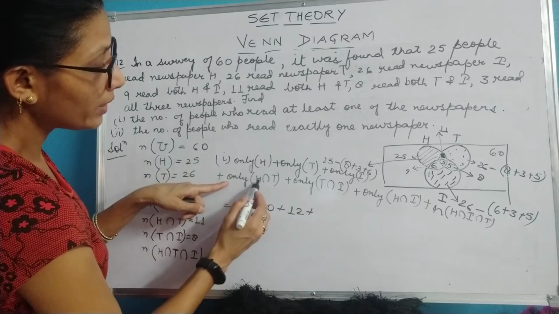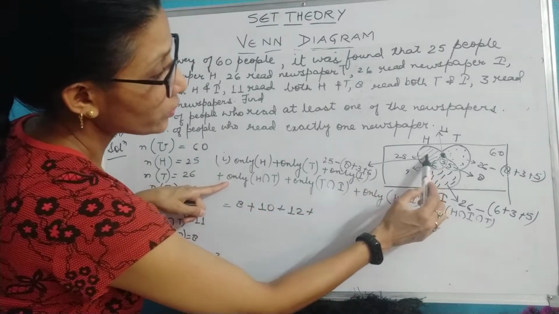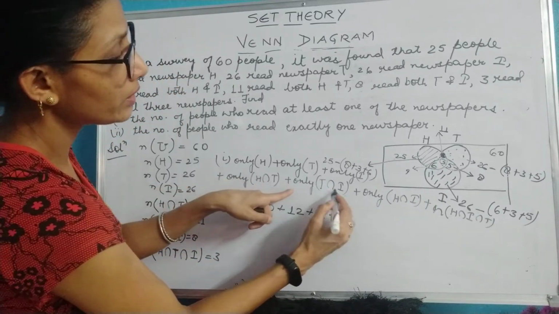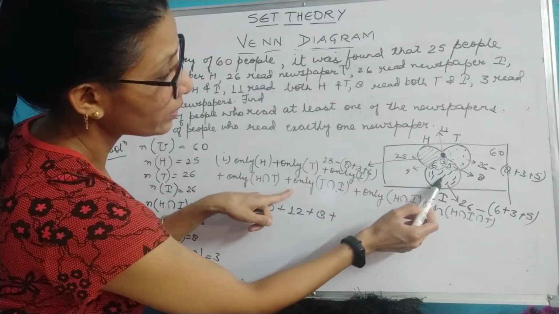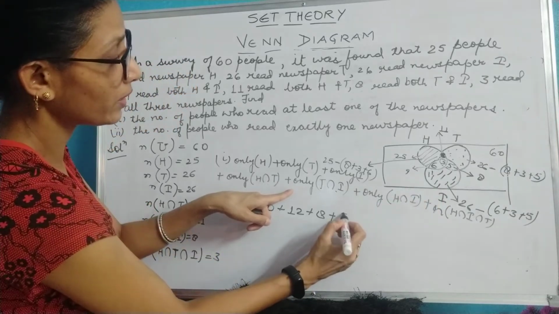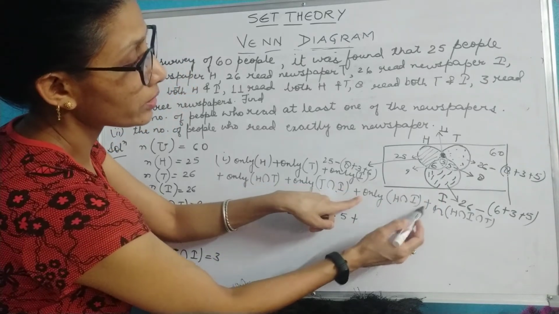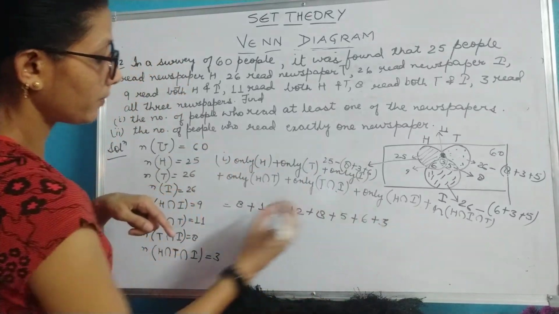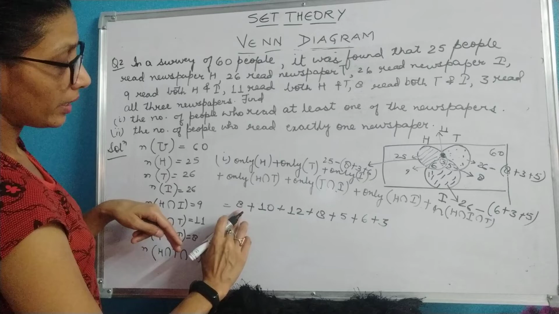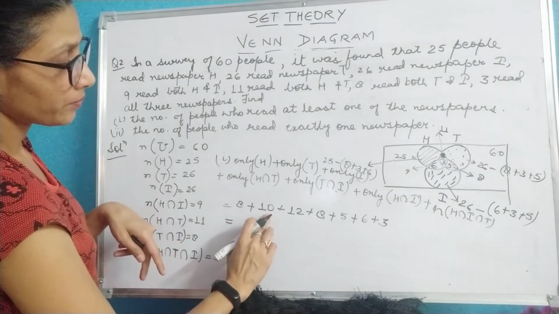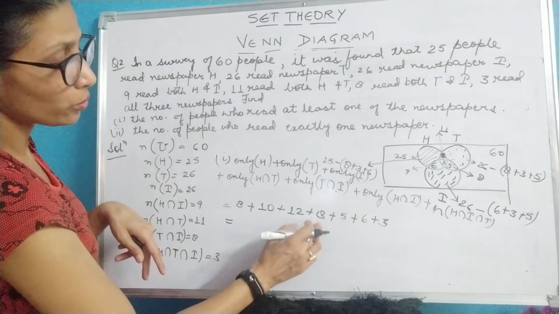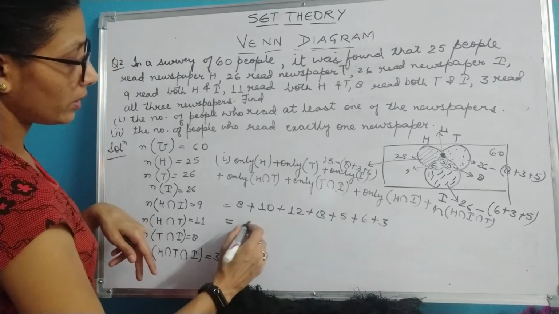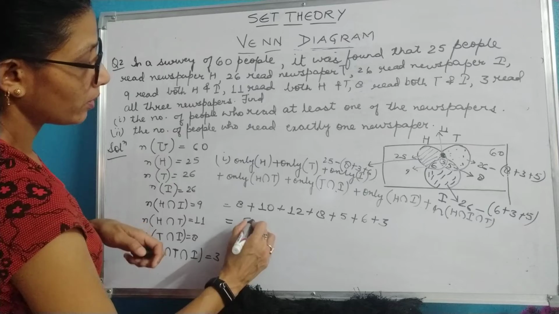Plus only H intersection T. So H intersection T only is 8. So I am writing it 8. Plus T intersection I. This is your T and this is your I. The intersection part is 5. Plus H intersection I is 6. And the common part is 3. So I am getting 8 plus 10, 18, and this is 20. So 36, 41 and 44. And this is coming out to be 50.